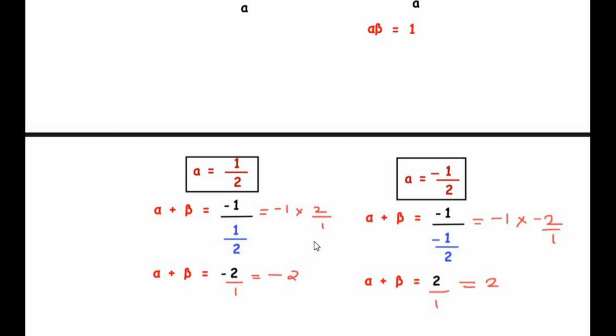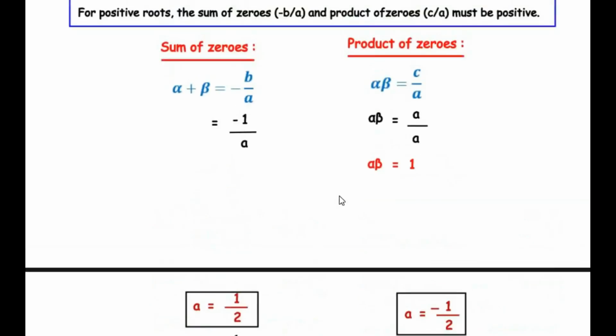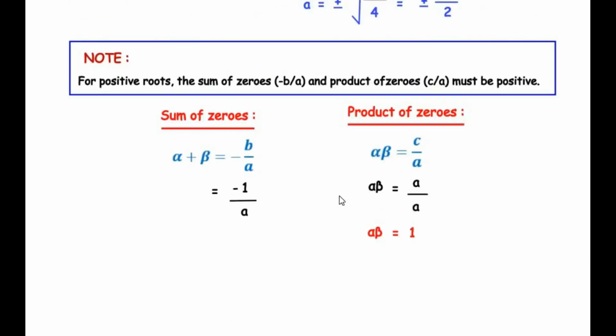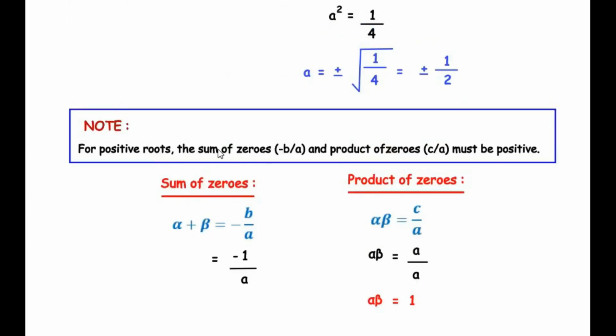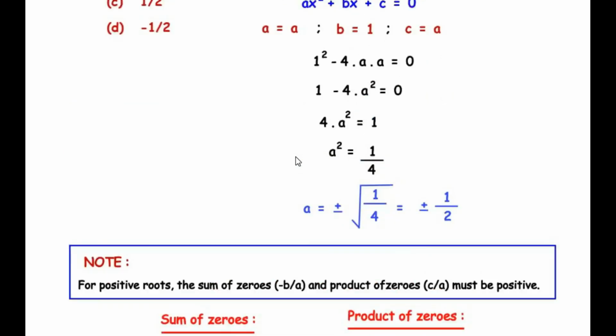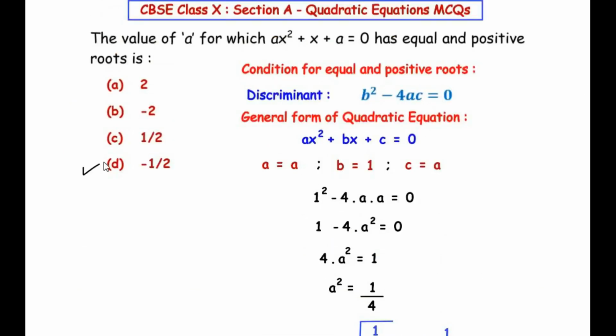So here our answer has to be a equal to minus 1 over 2 because it satisfies both the conditions, especially the second condition where the sum of zeros and product of zeros must be positive. So here our answer is going to be option D. The value of a must be minus 1 over 2. Now let us move on to the next question.